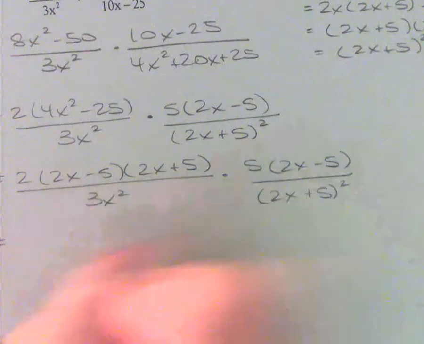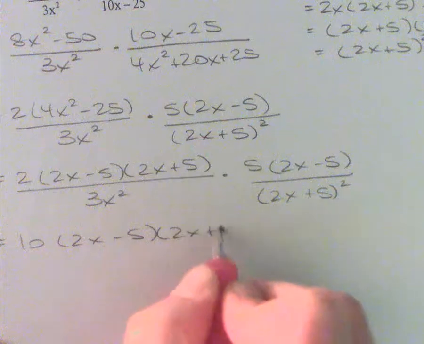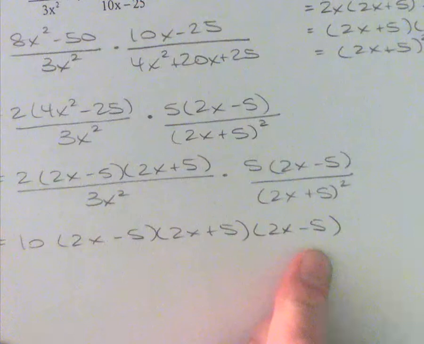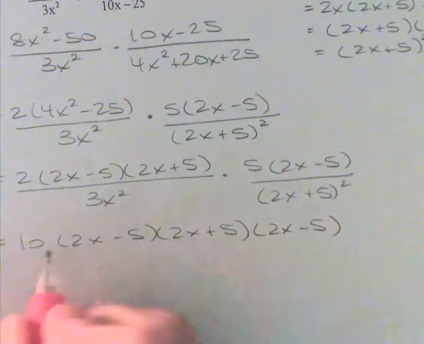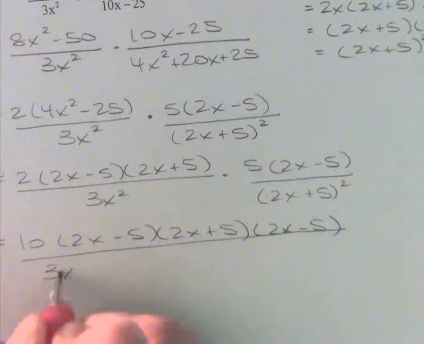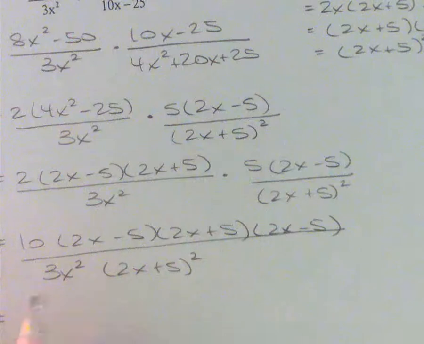So I have 10, 2x minus 5, 2x plus 5, 2x minus 5. You could make 2x minus 5 squared, that would work too. And this is all over 3x squared, 2x plus 5 squared. So if I look, I have a 10 and I have a 3x squared. They're not going to simplify, so I'll still have 10 and 3x squared.